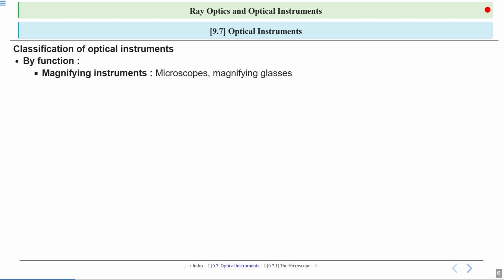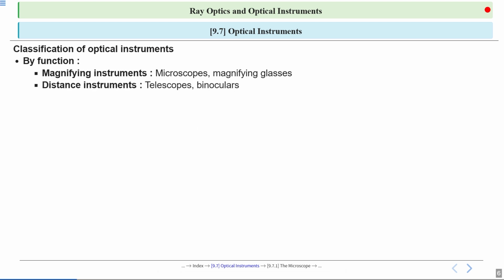The first category under function is magnifying instruments. These include microscopes and magnifying glass, which are designed to enlarge the appearance of objects. Think how a magnifying glass helps us to see small details more clearly.